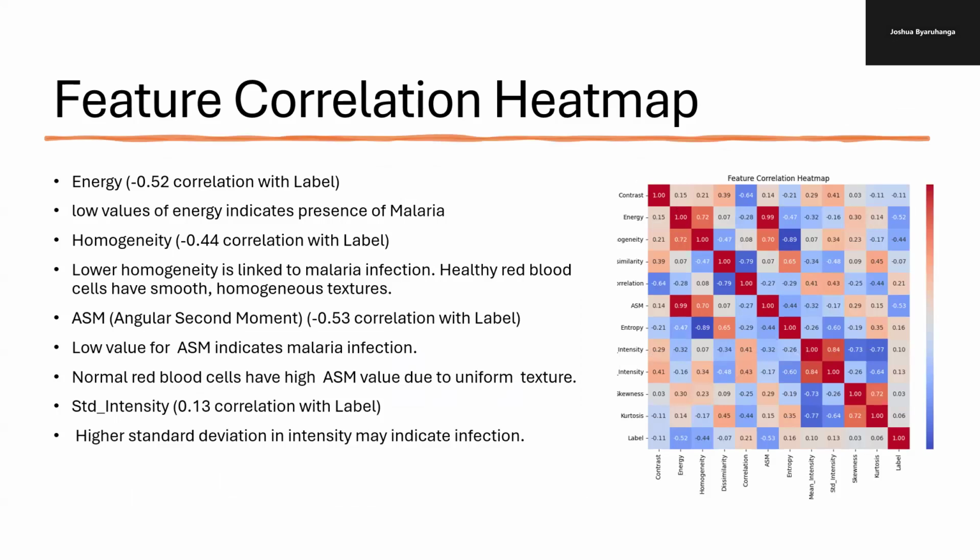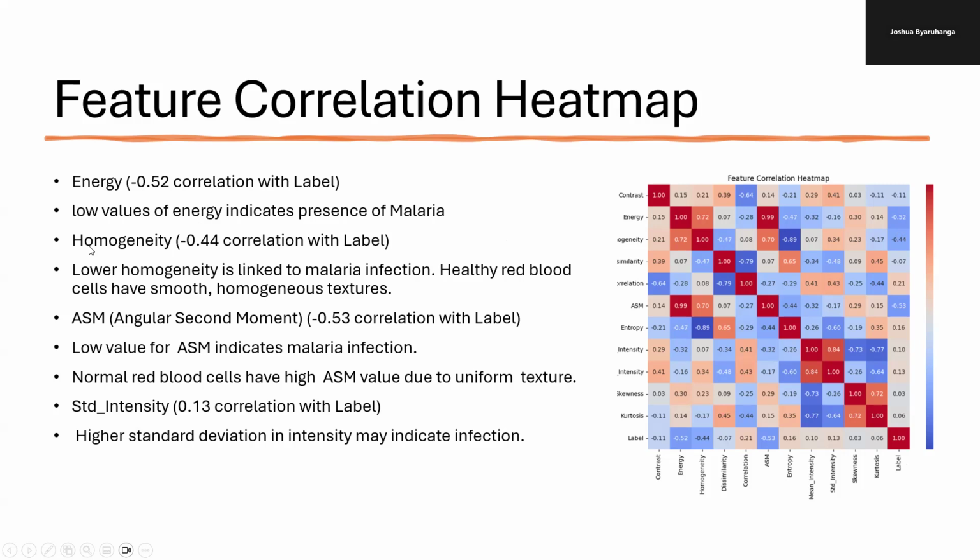Under the feature correlations heat map, as seen from the graph, energy represents the correlation of energy with the label. It gives us 0.52. This indicates that there is a presence of malaria within the cells. So low energy normally indicates presence of malaria.